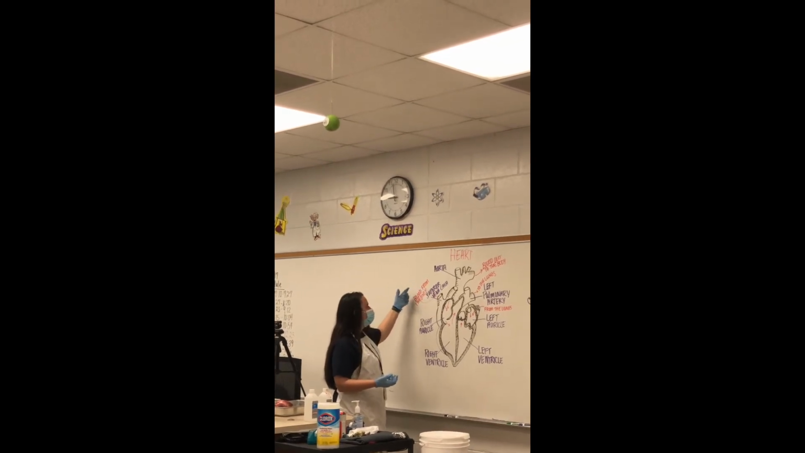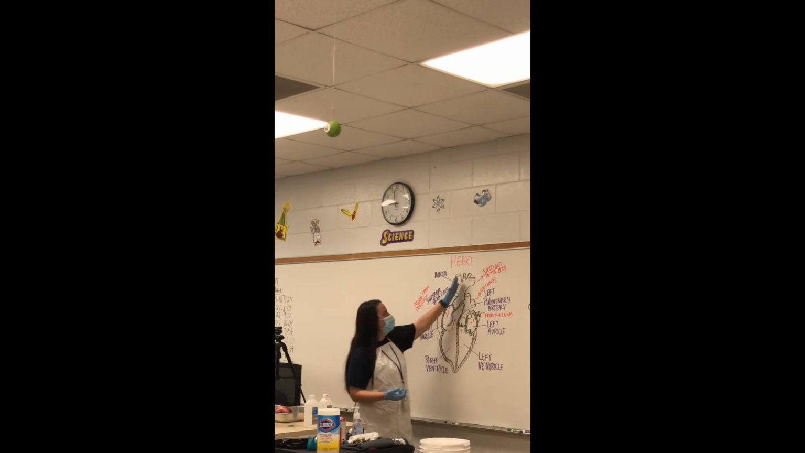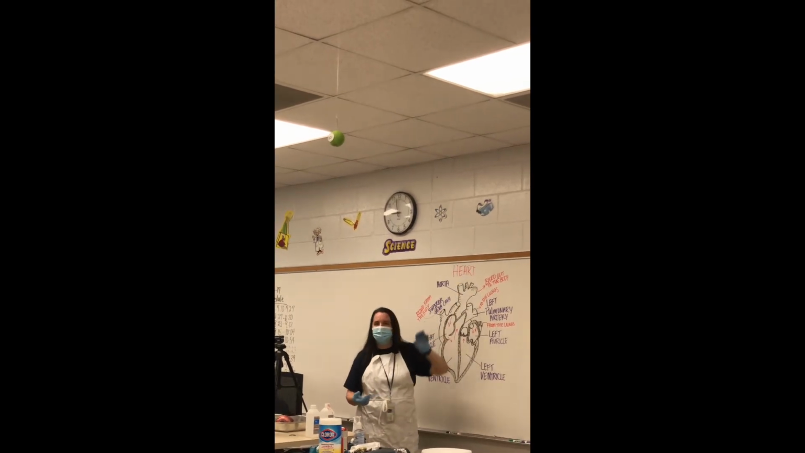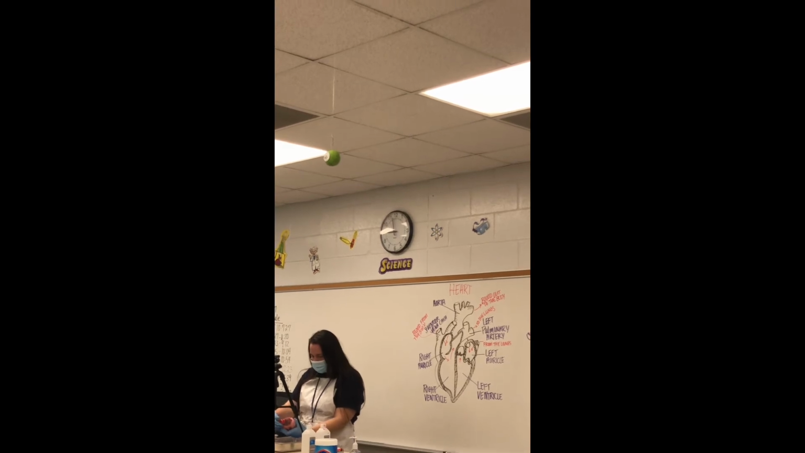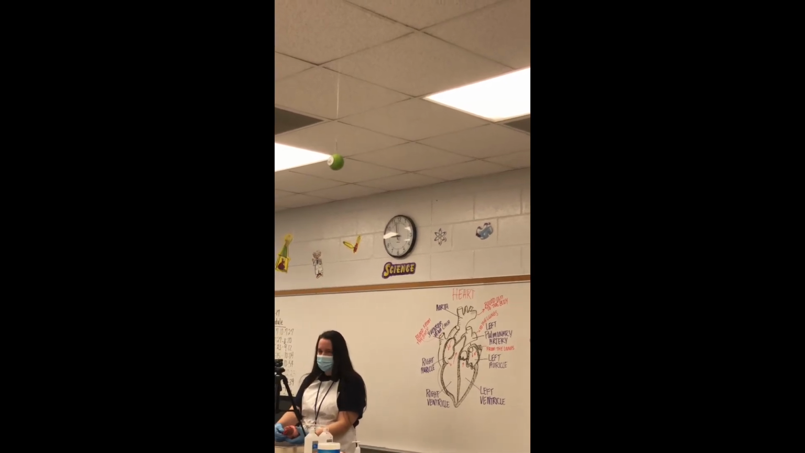So that feeds the lungs the blood they need for the tissue to survive. The rest of the body comes in this way, and then it'll come out the aortic valve. And that's why the aortic valve is so much bigger, because it's supplying the rest of the body with blood.